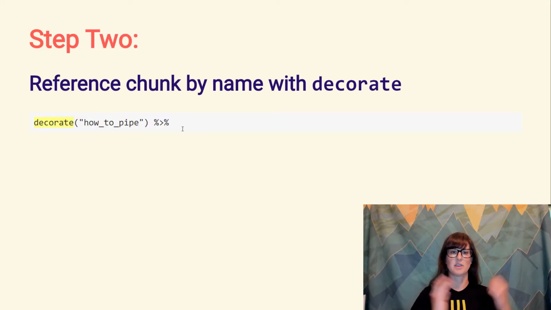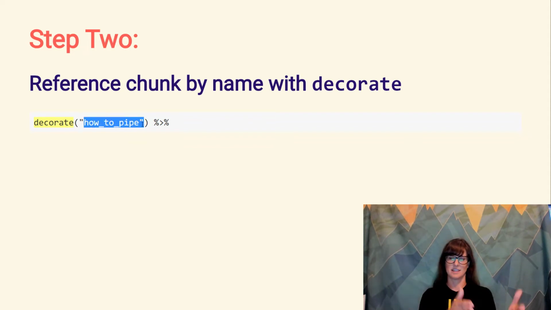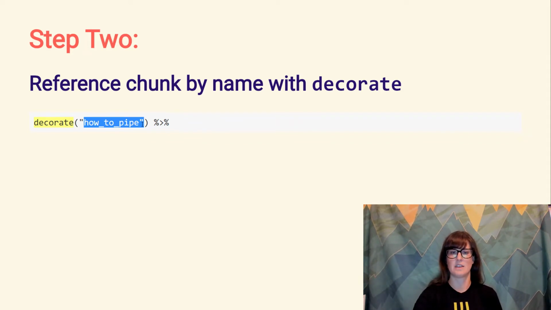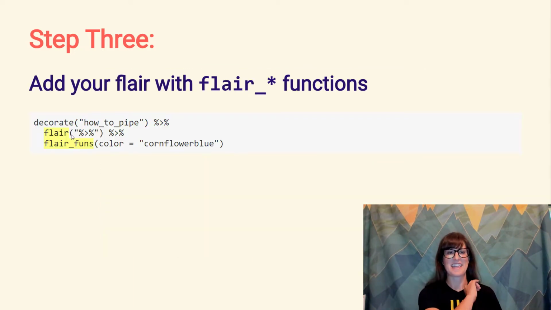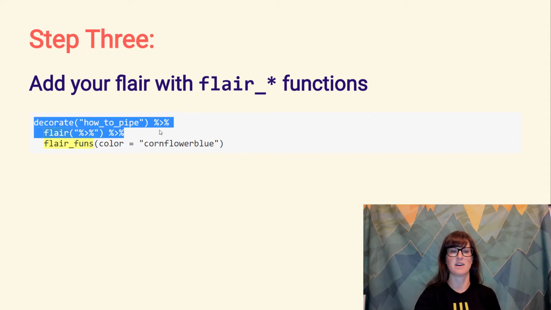So your step 2, we use the decorate function from the Flair package, and all we give it is that label, so this is why you need to label the chunk. There's the label for your chunk, how to pipe, and we move along. Next step, we need to add some Flair to our source code. And so this is with the Flair functions, or there's a variety of flair underscore variants of this original flair function. So we've decorated our code chunk, and then we pipe that along to the flair function.